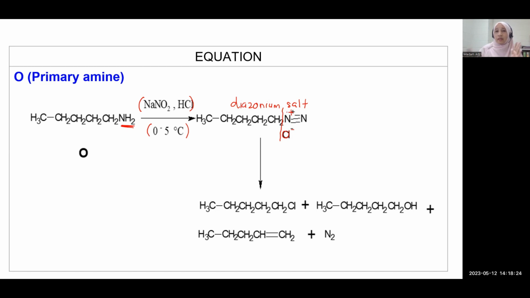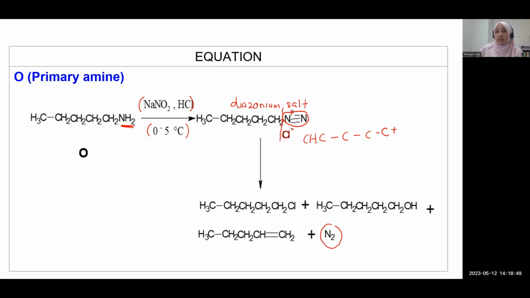So bila dia break dekat situ, dia akan form carbocation yang inilah start daripada sini. So C itu akan charge positif sebab dia dah putus dengan kawasan yang ada N ni. So yang ni akan keluarlah sebagai nitrogen gas. Okay, that one is nitrogen gas. So nanti carbon ini akan tinggal sebagai 1, 2, 3, 4, 5. Nampak tak?